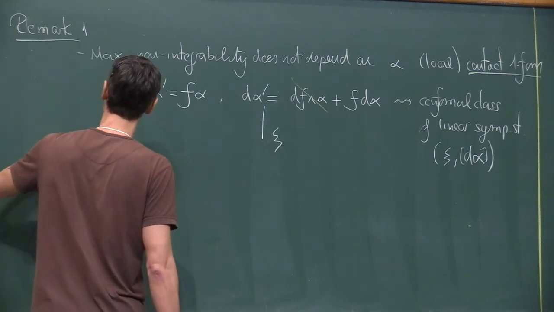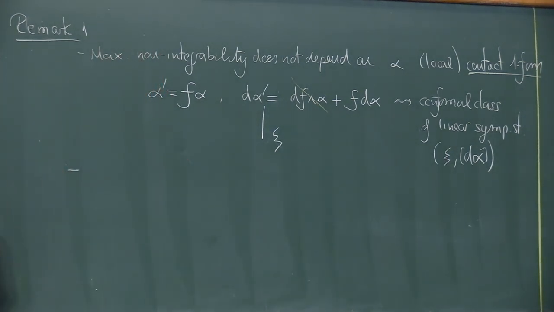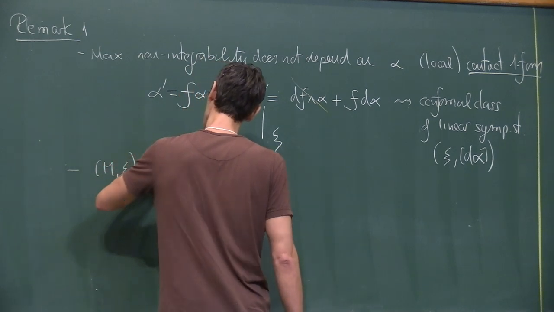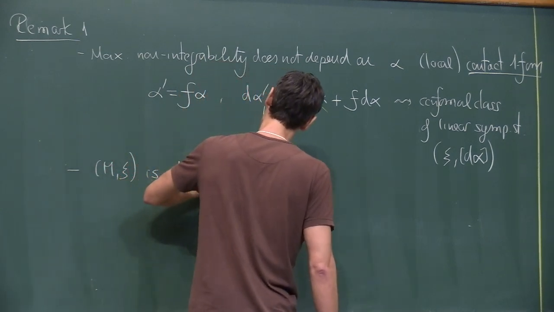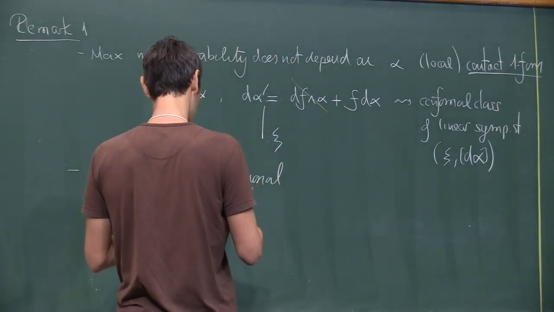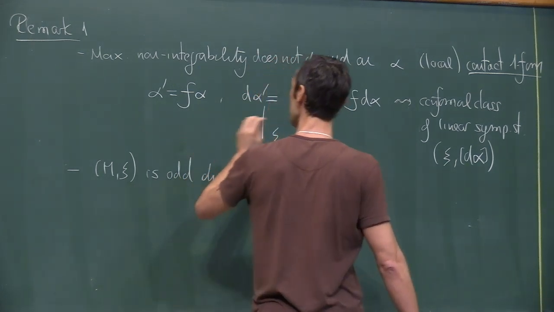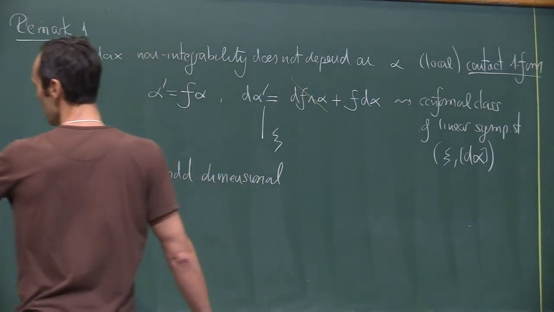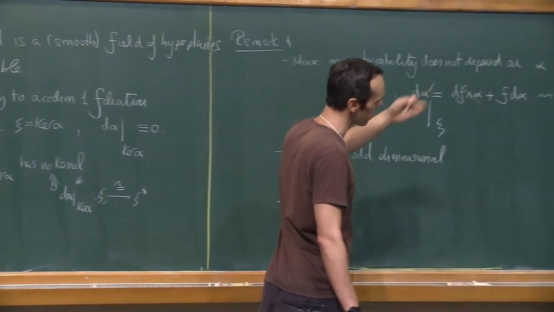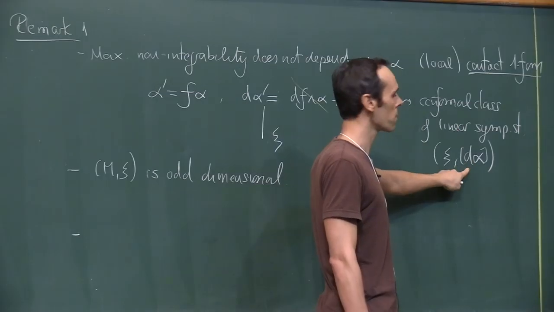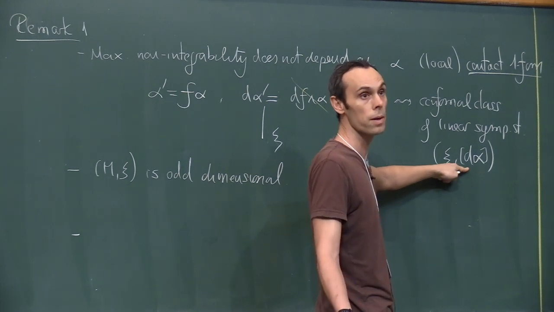Second observation is that, of course, if xi is a symplectic vector bundle, it must have even dimension, which implies that M is odd dimensional. And it's not even part of our remark, but you can restate that condition, again, using the usual language of linear symplectic geometry. What's the meaning of this being a linear symplectic structure? It means that the top power is a volume form for this distribution.